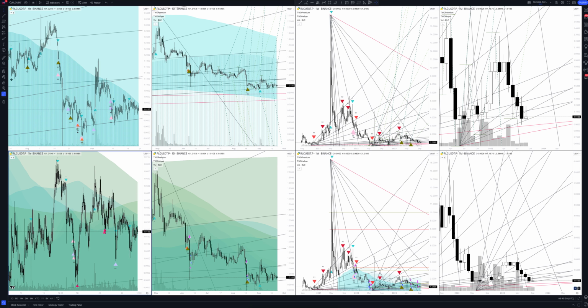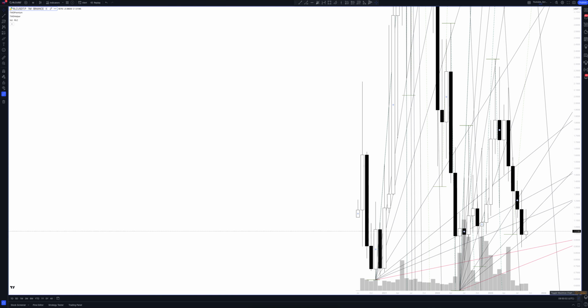Today we will take a look at IEXEC RLC cryptocurrency. Let's analyze the market situation and find out how you can make money on it. Let's start. We always start our analysis from the global market.